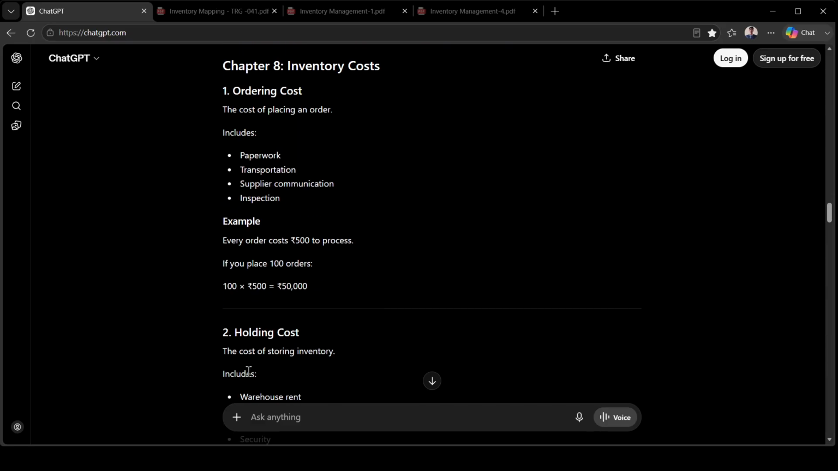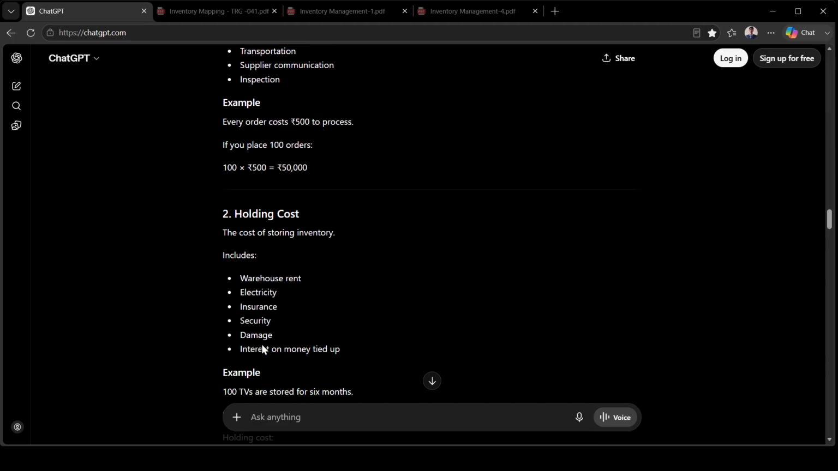First, ordering cost: the cost of placing an order. It includes paperwork, transportation, supplier communication, and inspection. Example: every order costs 500 to process. If you place 100 orders, then 100 times 500 is 50,000.